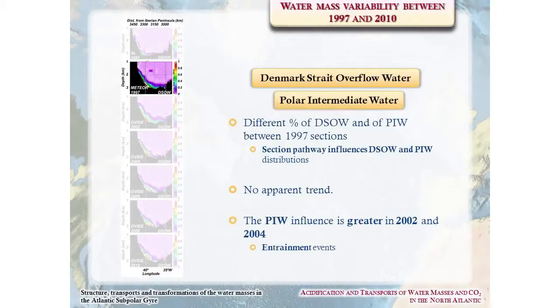In the case of the Denmark Strait overflow water, it seems to be colder at the FOUREX location than at the Meteor location, which is represented by higher percentages of Denmark Strait overflow water, shown in color, and higher polar intermediate water, whose limit is marked by the white dashed line. For the same section location, the distribution of the Denmark Strait overflow water presents no apparent trend at interannual time scales. However, in 2002 and 2004, the presence of polar intermediate water is greater than in the other years, and this is in agreement with the entrainment events observed in previous works.